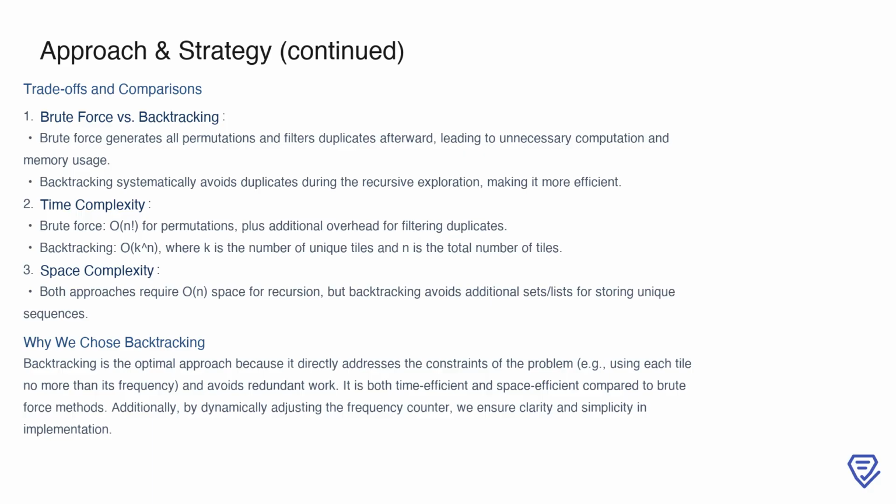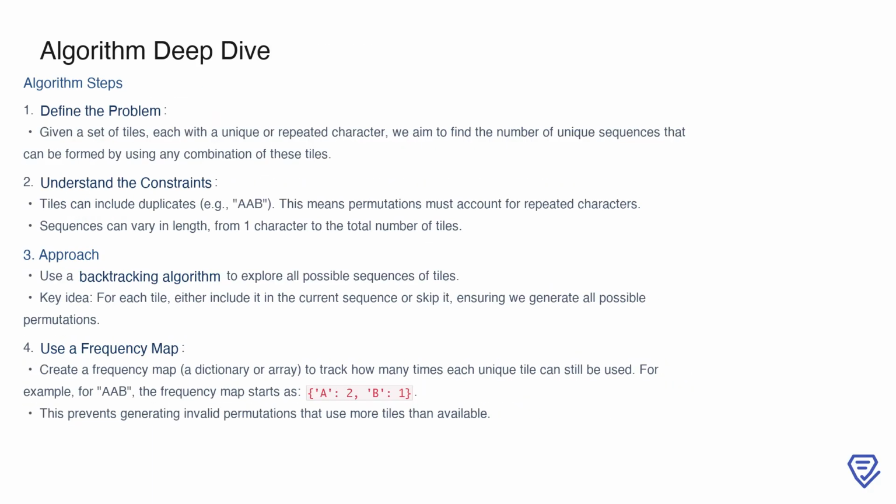For space complexity, both approaches require O(n) space for the recursion stack, but brute force incurs additional memory overhead for storing unique sequences, which backtracking avoids. Ultimately, backtracking is the optimal choice because it directly addresses the problem's constraints by ensuring that no tile is used more than its frequency. This eliminates unnecessary work, making it both time efficient and space efficient. Additionally, the clarity of the implementation, with the dynamic adjustment of the frequency counter, makes it an elegant and robust solution to the problem.